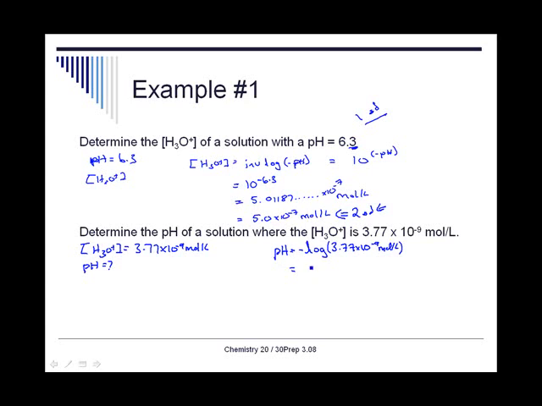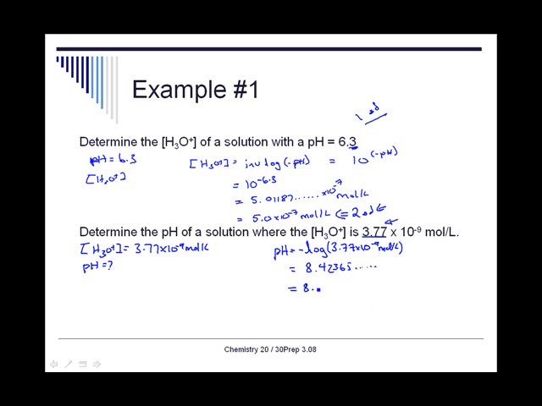And you should get a pH of 8.42365, and so on. Because when we look at our original number, we need 3 significant digits. So there's 3 significant digits for our concentration. We need 3 significant digits for pH.